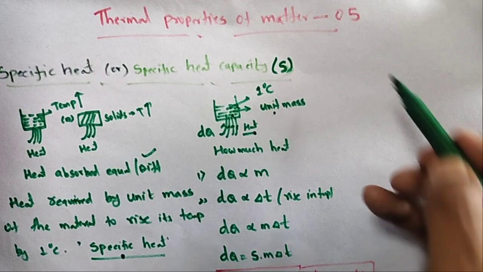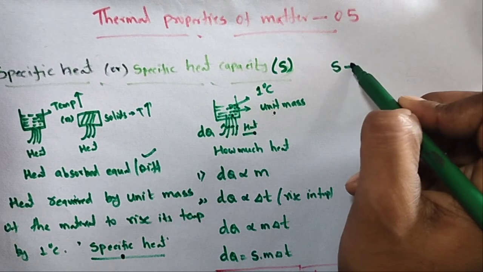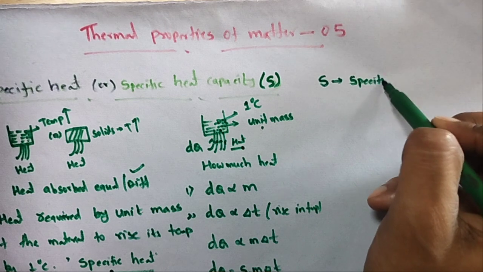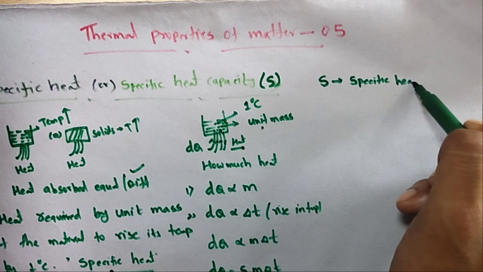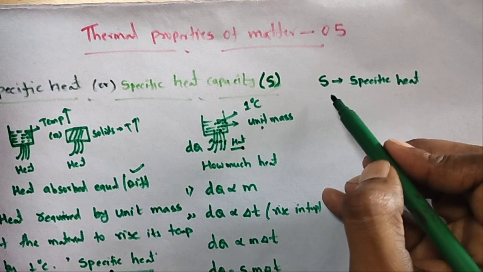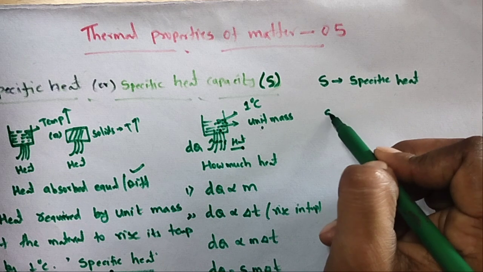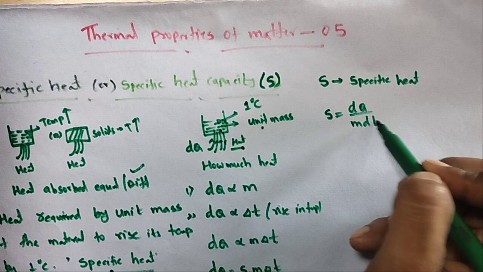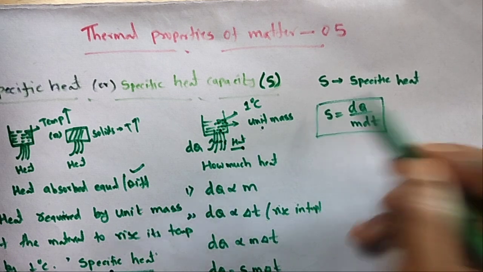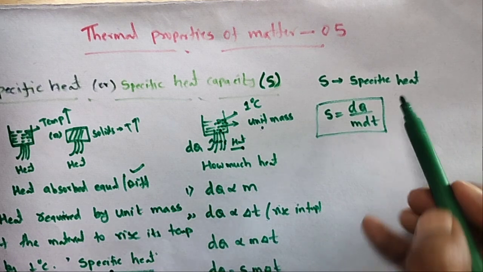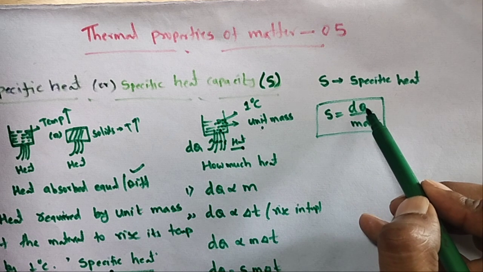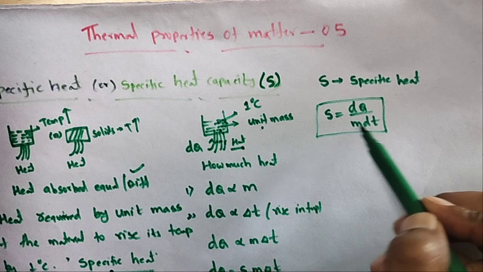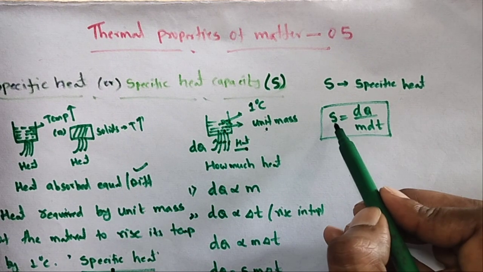Where s is one constant. This s is called specific heat. So s is equal to dq by m dt. Here s is equal to dq by m dt, meaning the heat given or required by the system per unit mass per 1 degree C rise in temperature is called specific heat. So this is the specific heat.